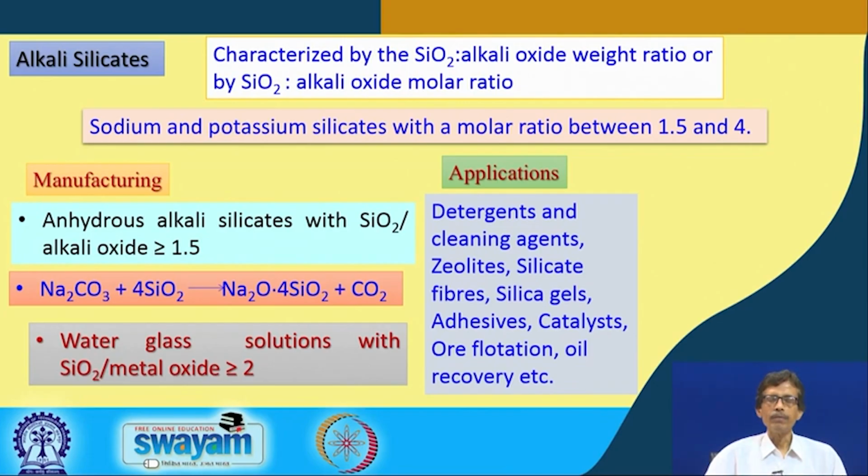So, it can be very easily used as a detergent, where it can be a binder for the dirt material, or the material that goes out during the cleaning process. Then, it is used in different types of cleaning agents. It can be a good constituent of zeolites. We will see how we make zeolites, a very important inorganic material. Then silicate fibers, the glass fibers, are also known as silicate fibers.